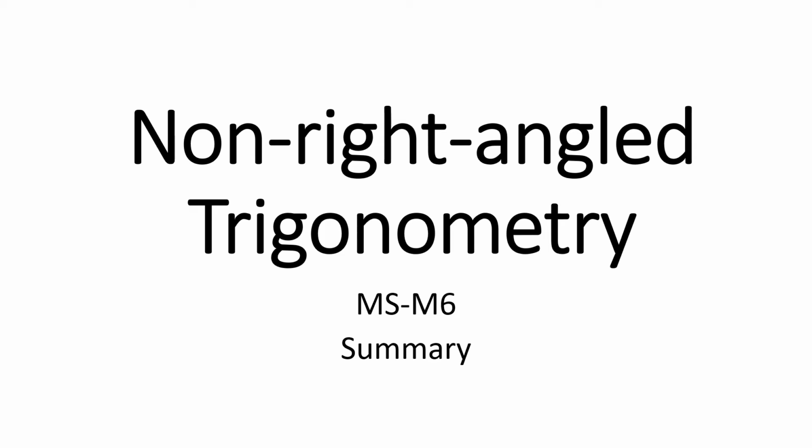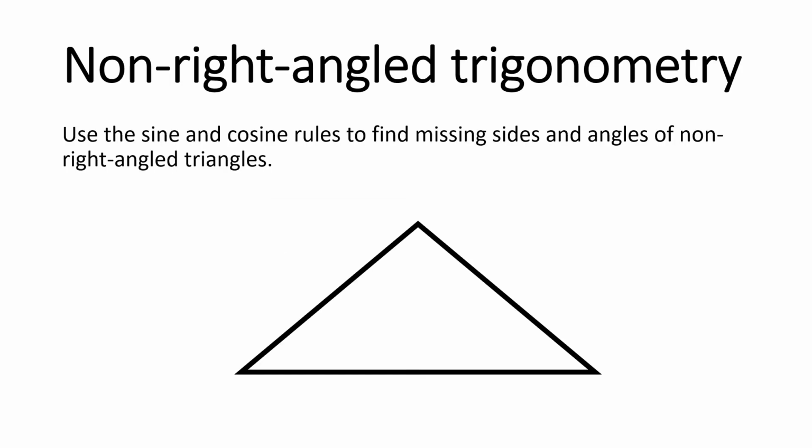Non-right-angled trigonometry summary. In non-right-angled trigonometry, we use the sine and cosine rules to find missing sides and angles of non-right-angled triangles.